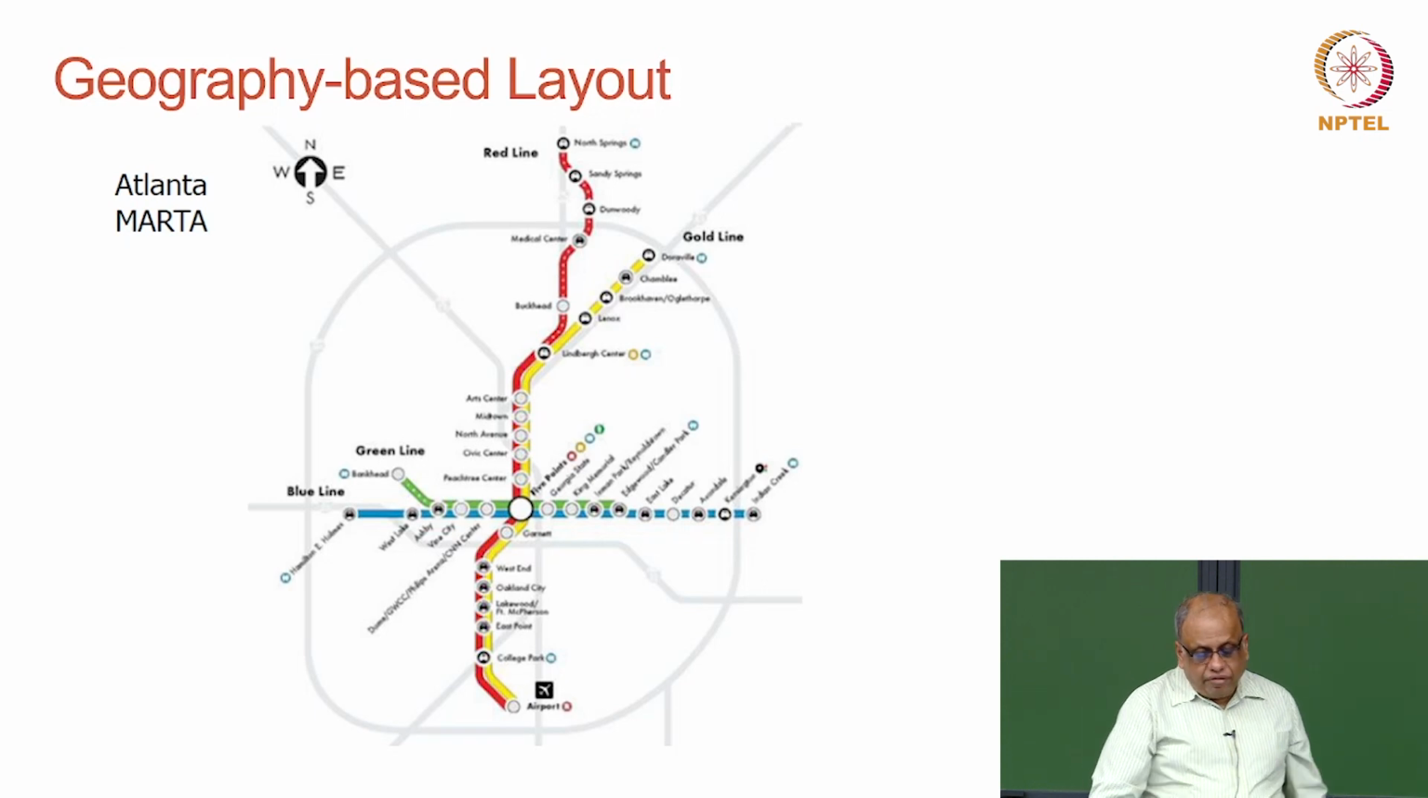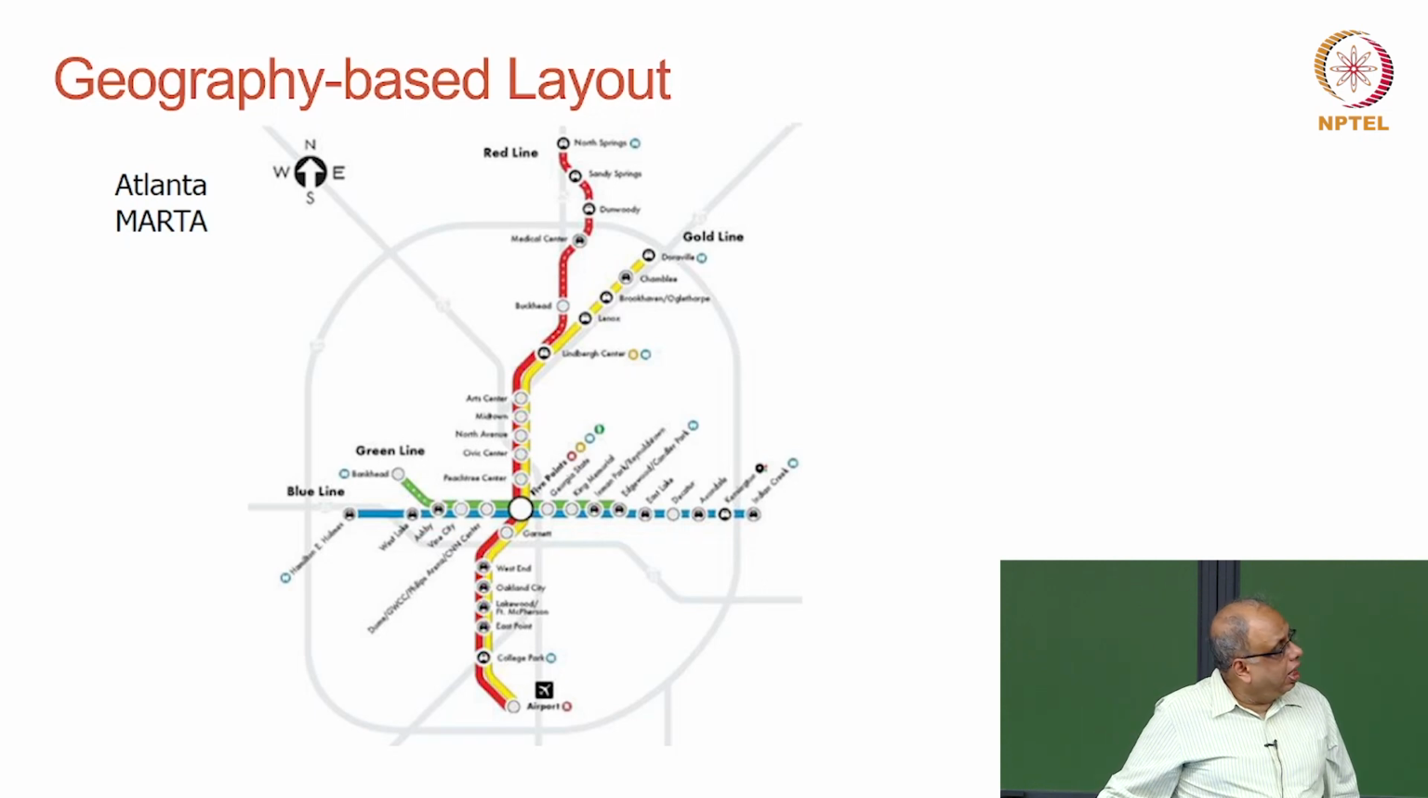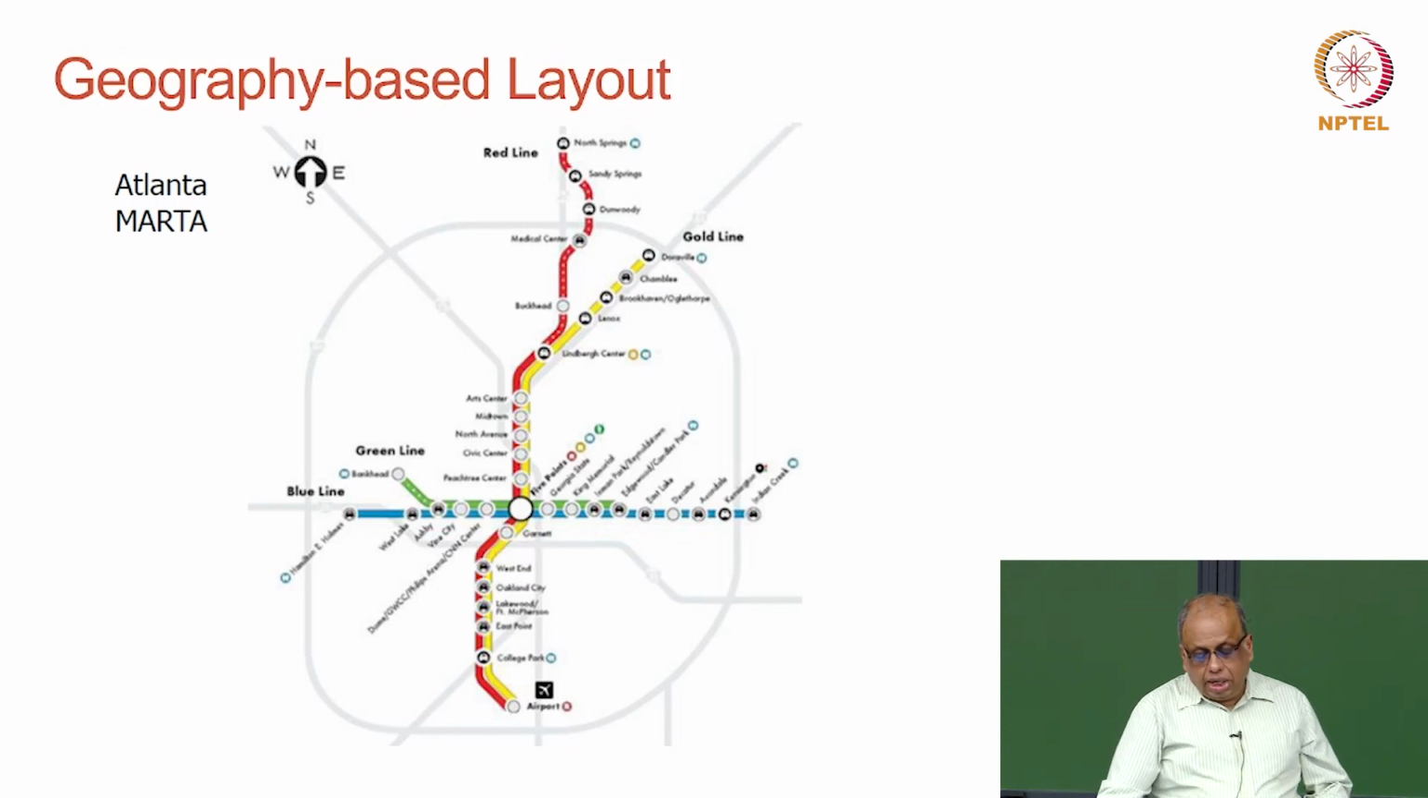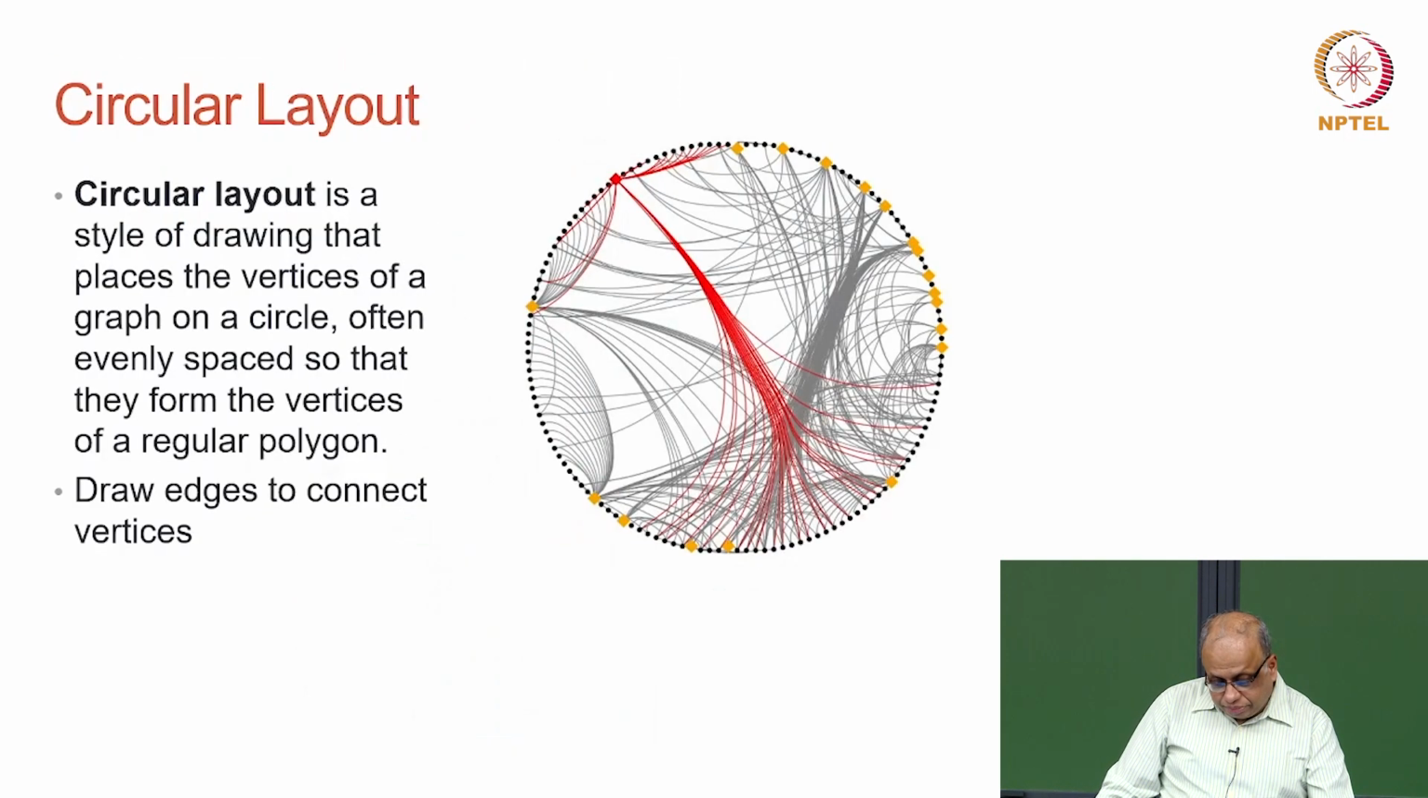Obviously, as I said before, if the nodes and the links represent a geographical area, then it's very easy to draw the graph because the node positions have to be fixed. So this is a geography-based layout of the underground railway system in Atlanta.